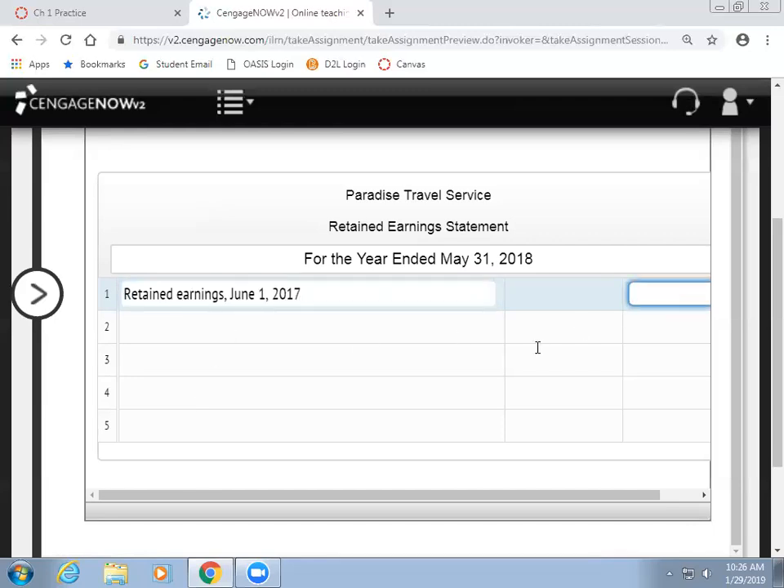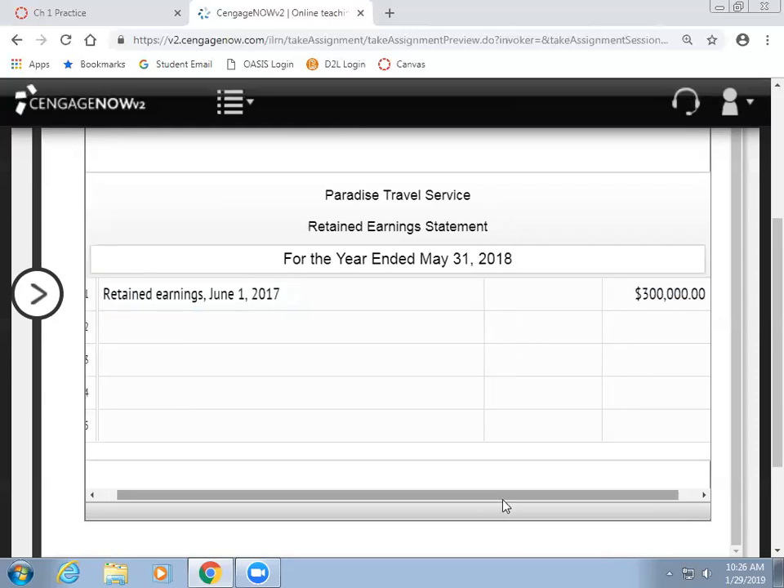And we're going to put this amount in the rightmost side, and they told us this in the instructions that it was $300,000. So they told us our beginning retained earnings was $300,000. So retained earnings, June 1, 2017, $300,000.